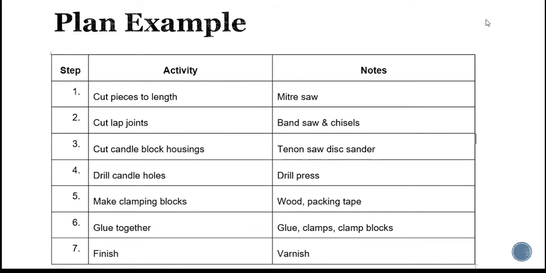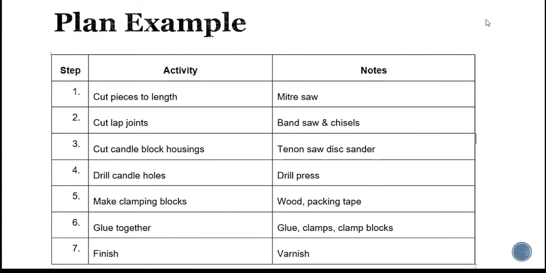I'm then going to cut the lap joints. I'm going to use the bandsaw and chisels. I'm going to move on to cutting the candle block housings, and I'm going to use the tenon saw and disc sander in this case. Perhaps we consider the miter saw dangerous because the pieces are too short. We're going to drill the candle holes. We're going to use the drill press for that.